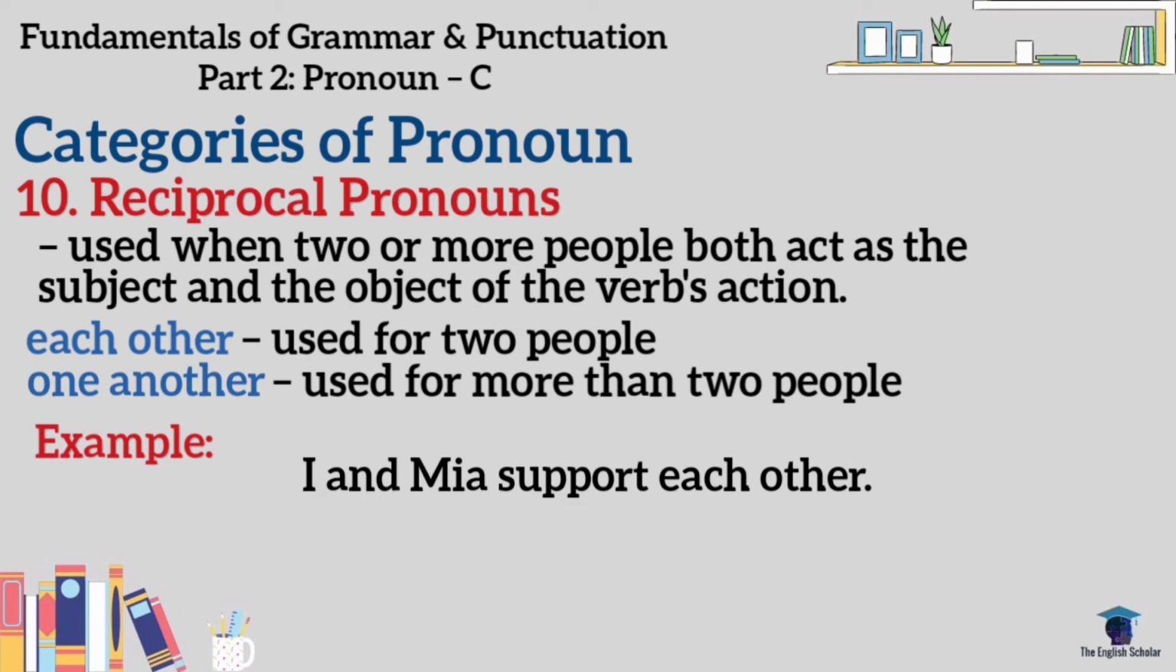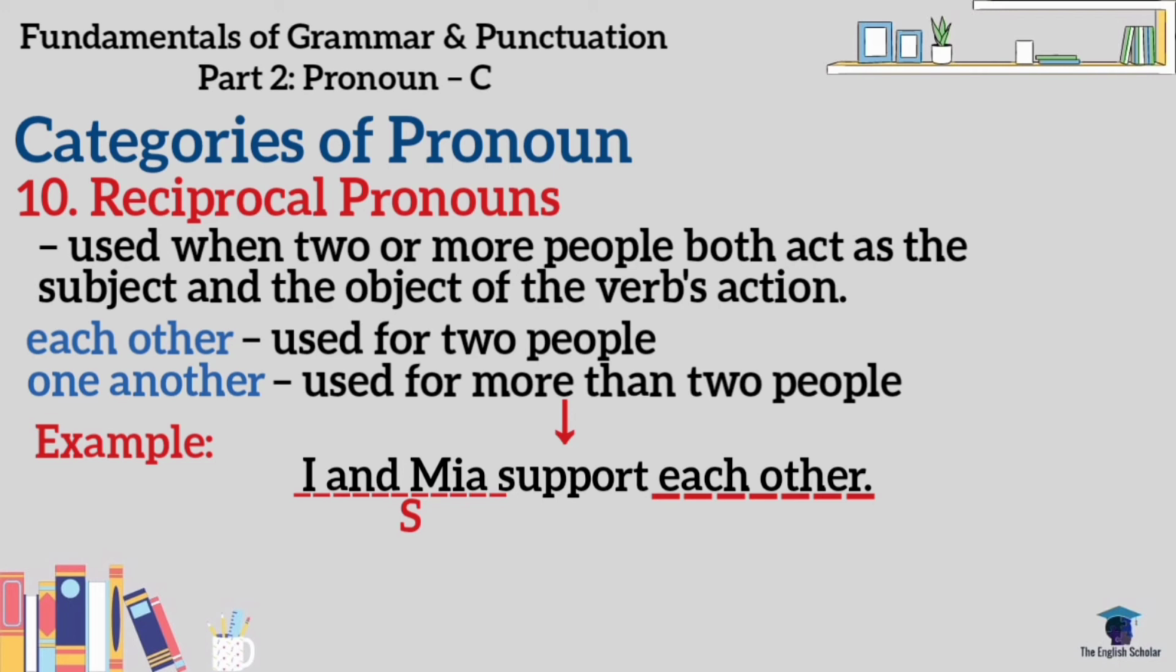It is only me and Mia. Analyzing the sentence, we both act as the subject, and we both receive each other's action. I support Mia, and Mia supports me. So, we use each other. We both act and receive action at the same time.